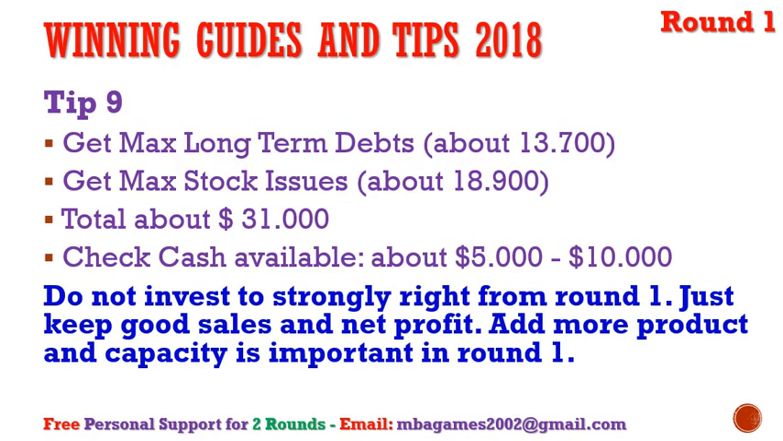Tip number 9, for finance, round 1 we need to get max investment, long-term investment about 13 million and get max stock issue about 18 million, so we get about 30 million of investment for round 1, 31 million. We need to check cash available about 5 to 10 million to avoid the emergency loan, but we don't know what the strategy of competitors is, so let's keep the strategy we feel safe for round 1, round 2, round 3. We can see the strategy of competitors from round 2, so we can get a better, more competitive strategy.